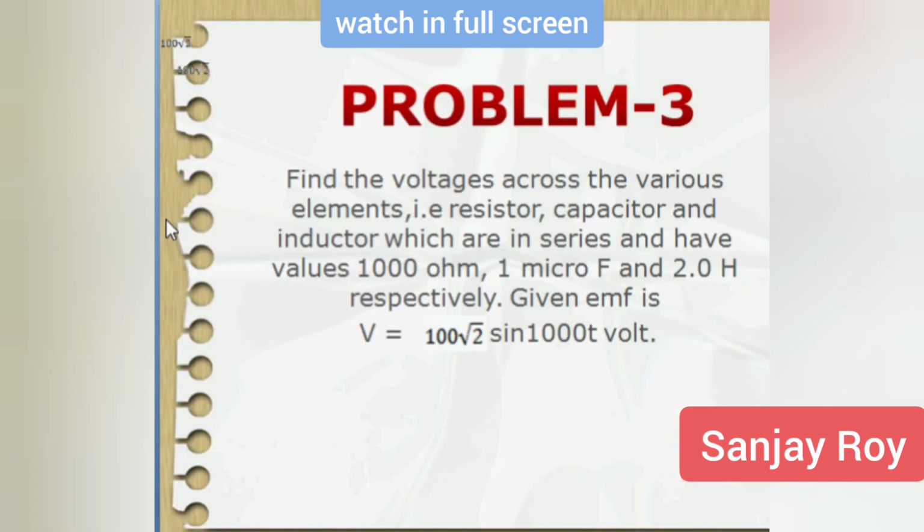See the problem 3. Find the voltages across the various elements, that is resistor, capacitor and inductor, which are in series and have values 1000 ohm, 1 microfarad and 2.0 Henry respectively. Given EMF is V equal to 100 root 2 sine 1000 t volt.